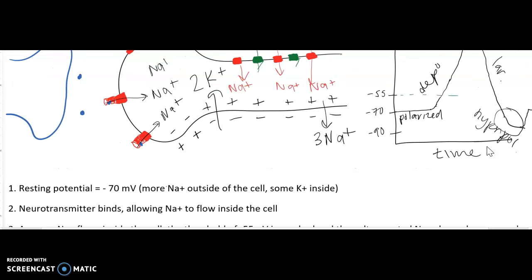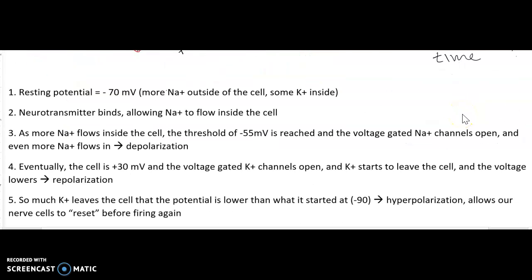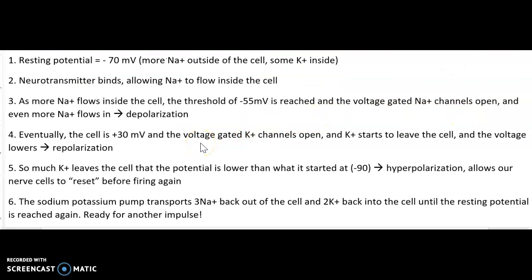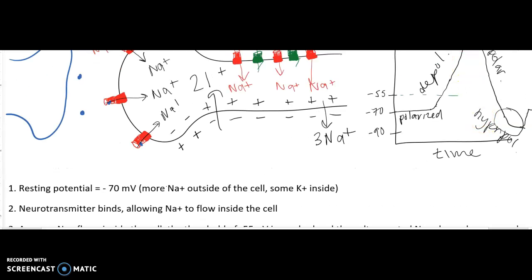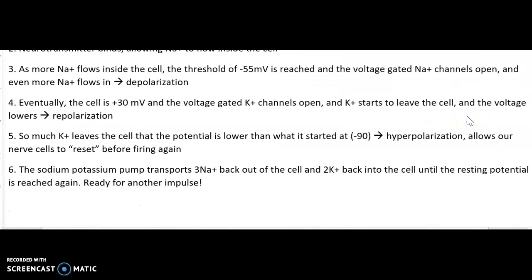That's depolarization. So I was polarized at negative 70, those sodium started flowing in, increasing the charge up to positive 30. When that positive 30 is reached, those voltage-gated potassium channels open, and potassium starts to leave the cell. And because that positive charge is leaving the cell, it's losing that positive charge and it's becoming repolarized. So much of that K+ left the cell that the potential ends up being lower than what it started at. Negative 90 versus the negative 70. This is hyperpolarization and allows us to rest our nerve cells before firing them again.